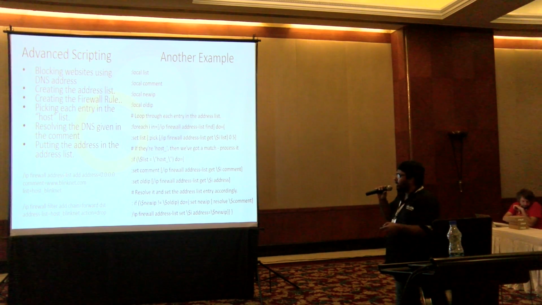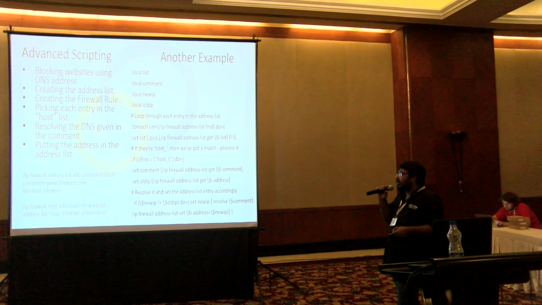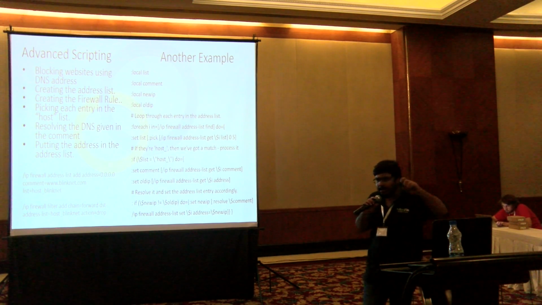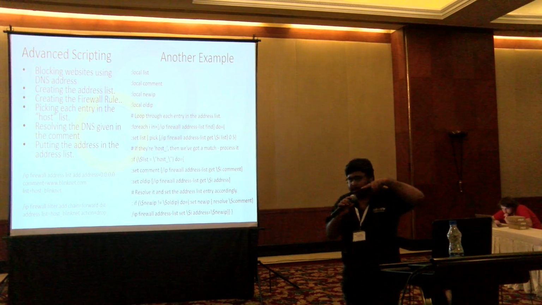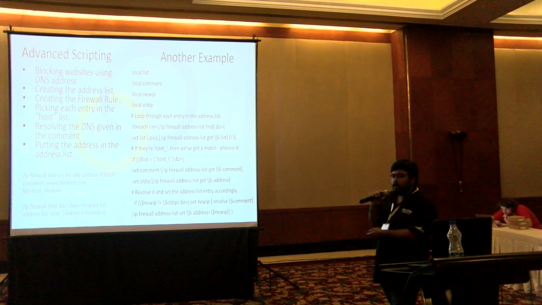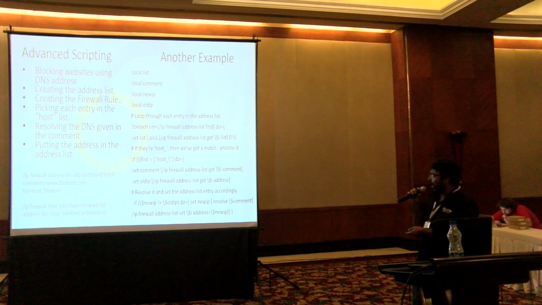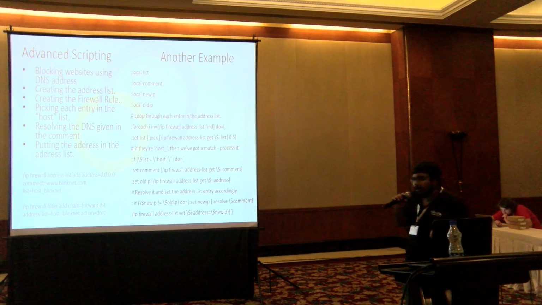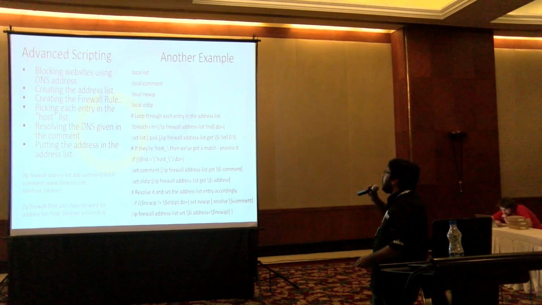In the filter, in the forward chain, the destination address list means all the addresses contained in the list host_blinknet will be dropped or blocked. Okay, action is drop. Now we are going to the script.